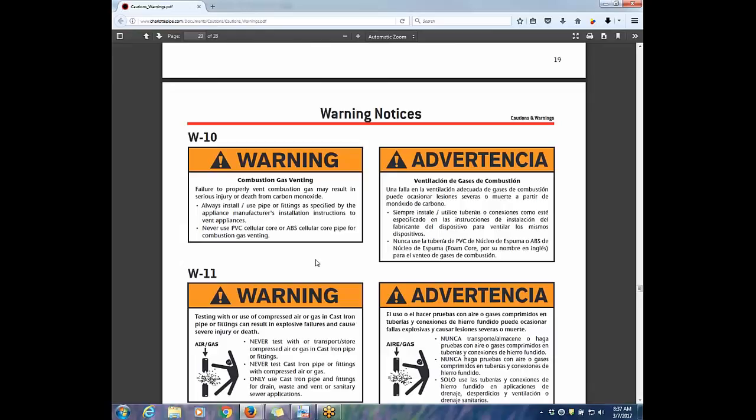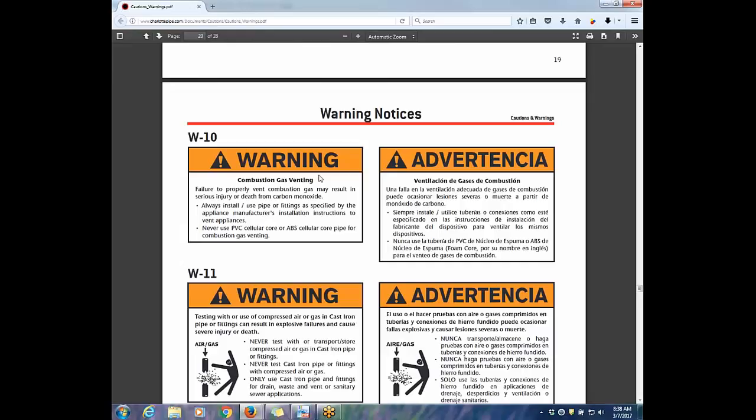But Charlotte Manufacturing says in the next bullet point, never use PVC cellular core or ABS cellular core pipe for combustion gas venting. So the manufacturer of the stuff says don't do it. So here's where the great big heated debate comes in. My furnace manufacturer says I can, but the pipe manufacturer says I can't. And they've got it under their warning. Serious injury or death could occur. So what do I do?